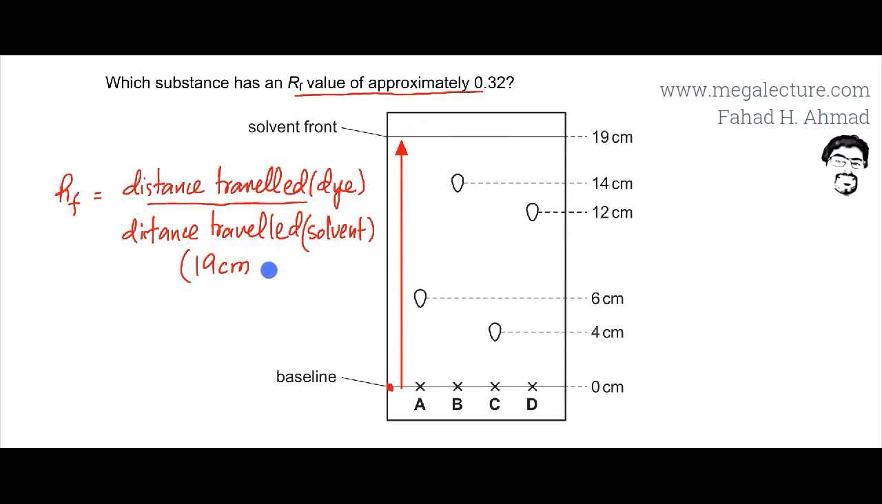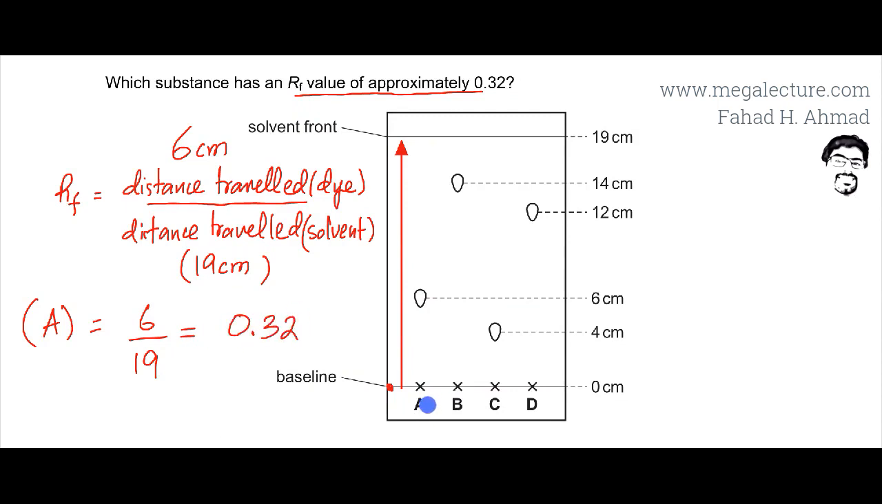And I have different dyes. Now, if you look at dye 1, this first one, let's say it's option A, the distance traveled by the dye is approximately 6 centimeters, which is given over here. So the distance traveled by the dye is going to be 6 centimeters. So my RF value for option A, remember I'm calculating RF value for option A, it's going to be 6 divided by 19. And if you do this calculation on your calculator, this would approximately be equal to 0.32.